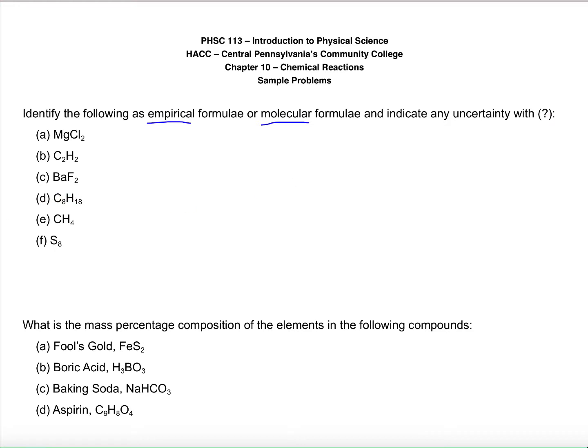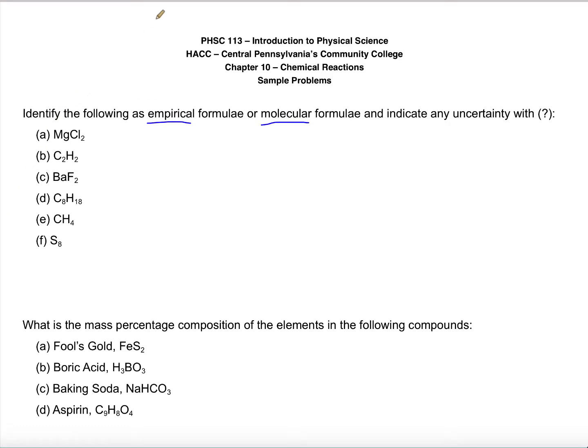So how do we tell if it is empirical or molecular? Well, if you recall, one way to look at these is that if it is the simplest whole number ratio of atoms that you can possibly have, then it could be empirical, but it is certainly not molecular. The ones that are definitely molecular should be ones that do not have the simplest whole number ratios.